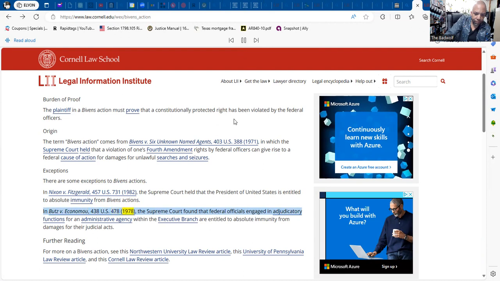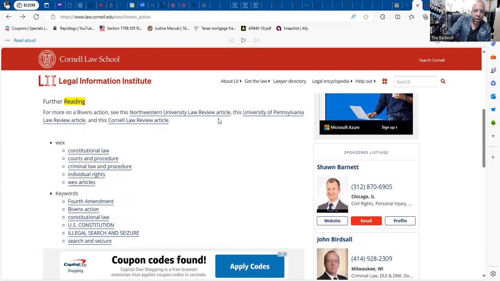478, 1978, the Supreme Court found that federal officials engaged in adjudicatory functions for an administrative agency within the executive branch are entitled to absolute immunity from damages for their judicial acts. Further reading. All right. So as we go down here, for those people who don't believe there's no such thing as constitutional law, yeah, there is. It's just normally teaches constitutional law.